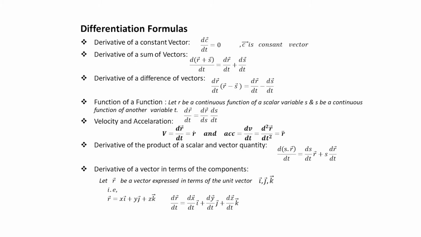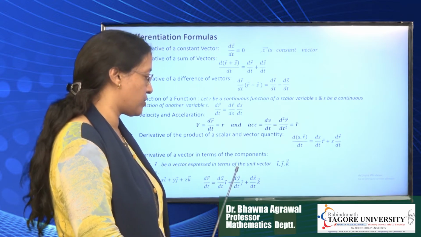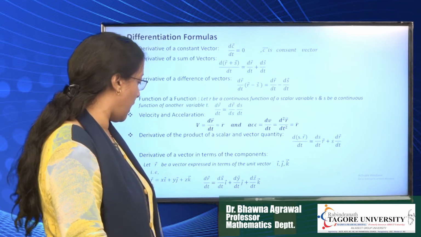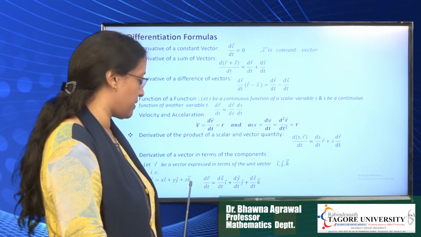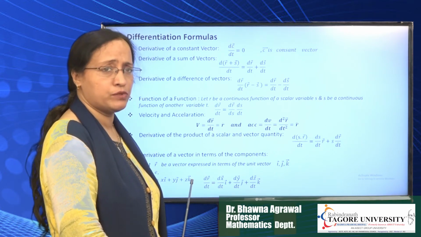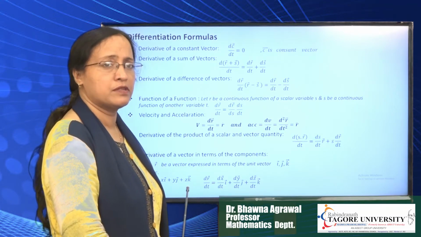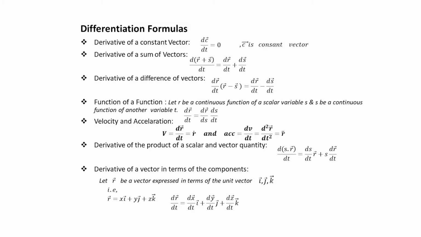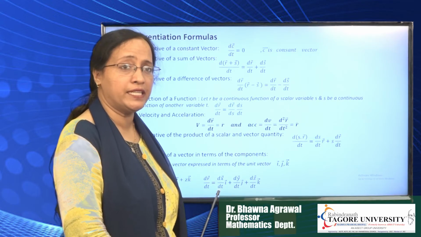Derivative of a vector in terms of components. Let r be a vector expressed in terms of the unit vectors i, j and k. We take r equal to xi plus yj plus zk. As I have already told you, this is the equation of the position vector. Differentiating this position vector equation with respect to t gives this result.